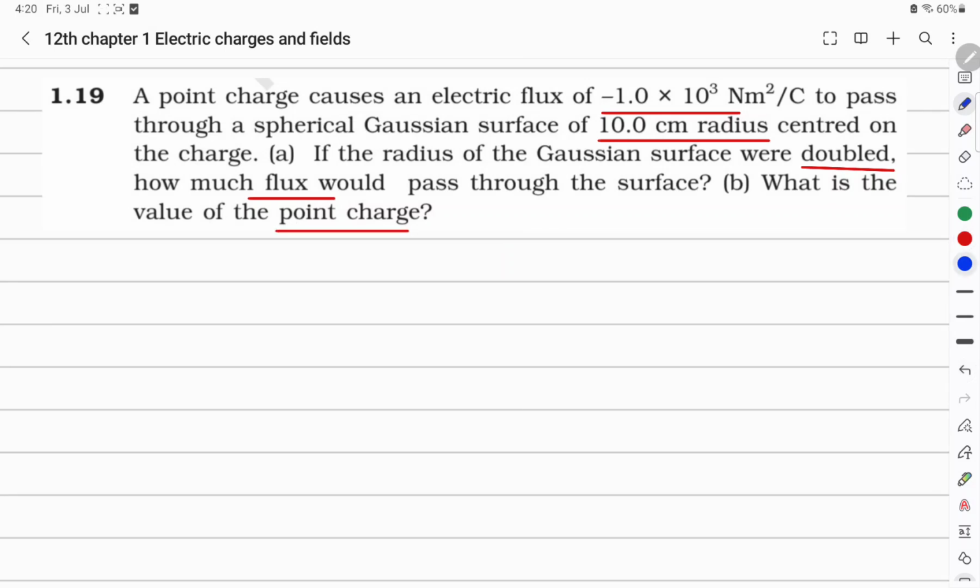So here they have given us the electric flux through the Gaussian surface, that is phi is equal to minus 1 into 10 to the power of 3. We know that the Gauss law, flux phi is equal to charge enclosed by epsilon naught. So the first question is, if the radius of Gaussian surface is doubled, how much flux will pass through? Then if the radius is doubled means the R value becomes 20 centimeter.